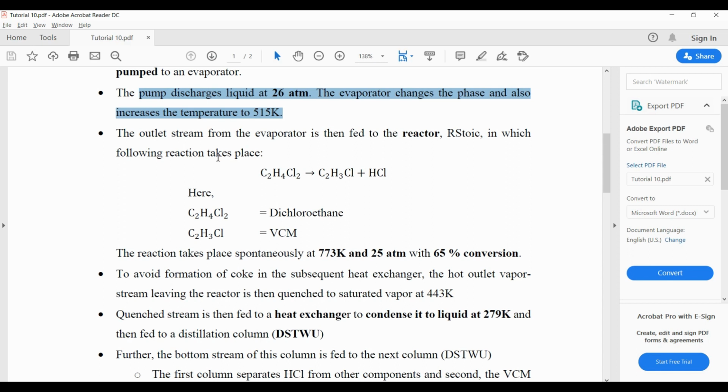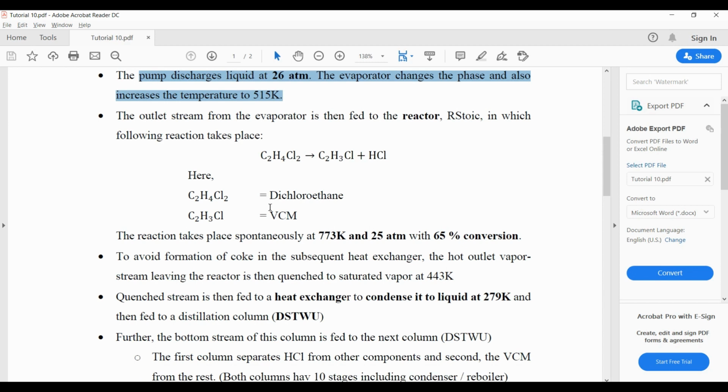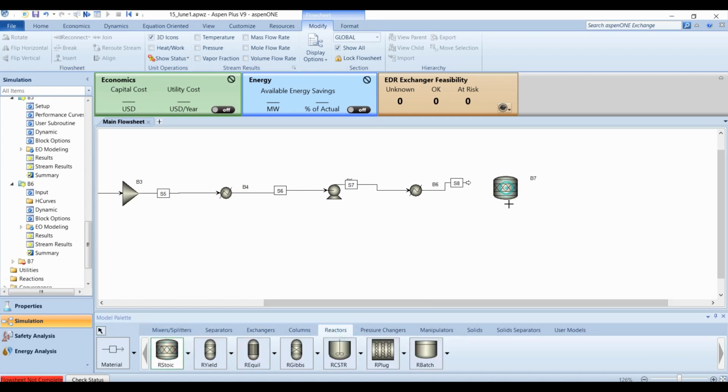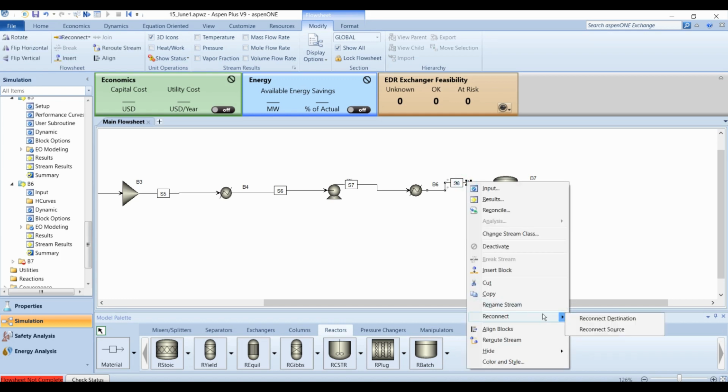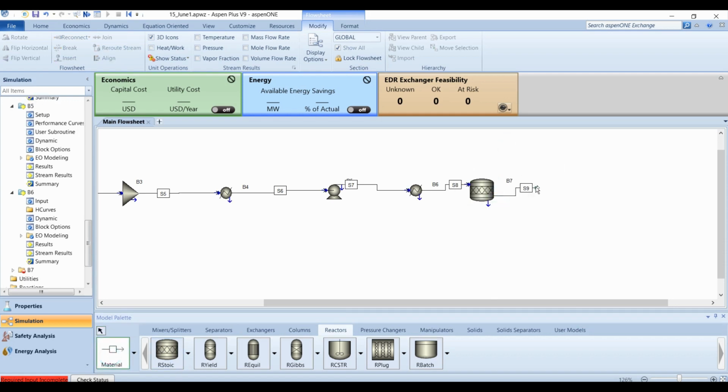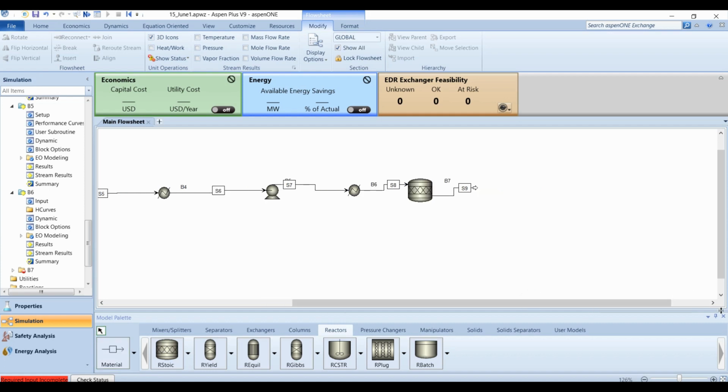Now the next step is the outlet stream from the evaporator is then fed to the reactor R stoic, in which the following reaction takes place. So here formation of monomer is taking place. What I will do is go to the reactor and add R stoic to it. And I will put another stream as a product stream, and I will click on next.